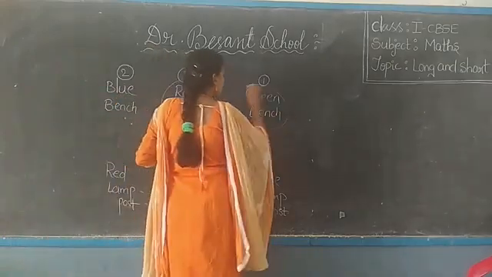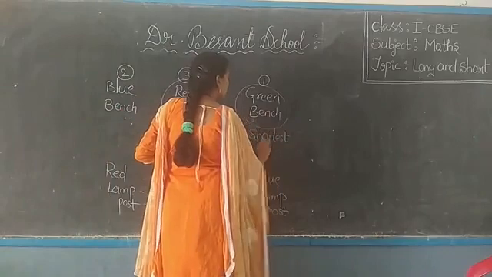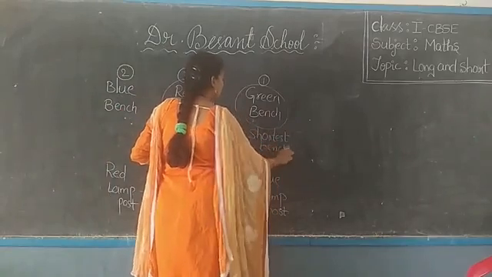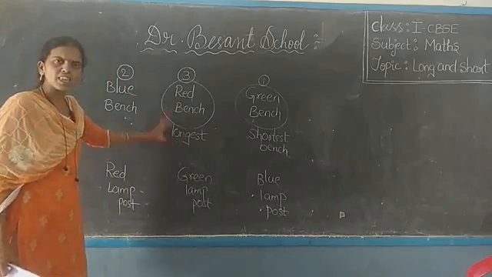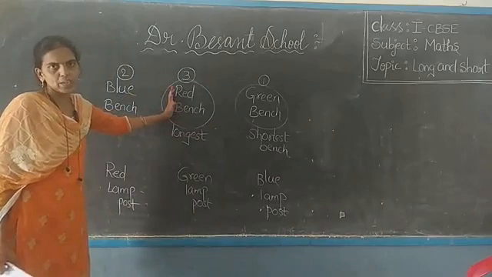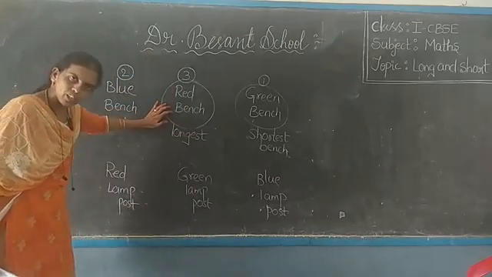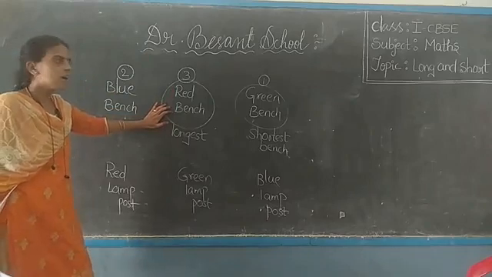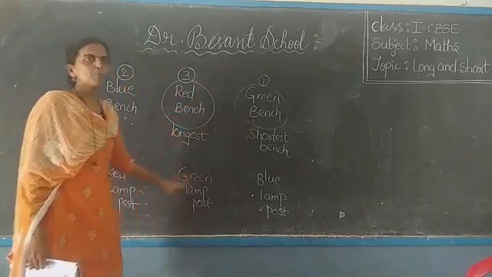The green bench is the shortest bench. Am I clear? And here the red bench is the longest, because there is no other bench longer than this red bench. That is why the red bench is the longest bench. And the green bench is the shortest bench.